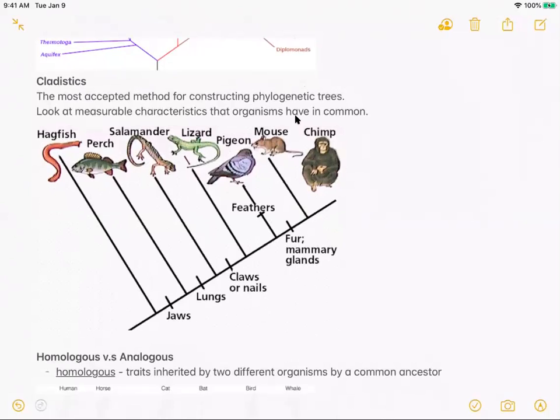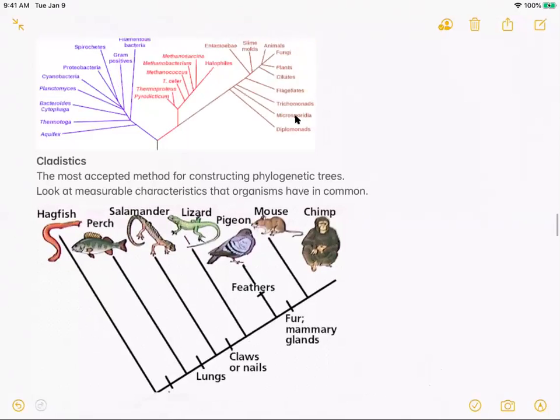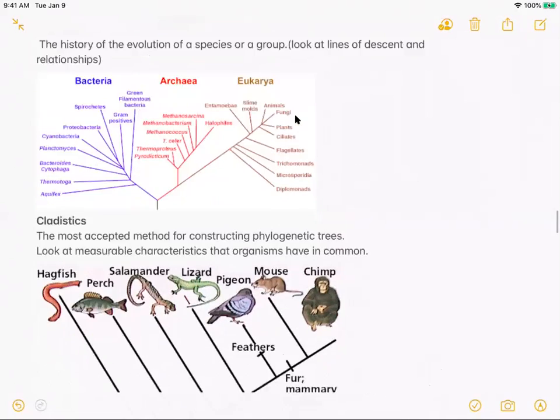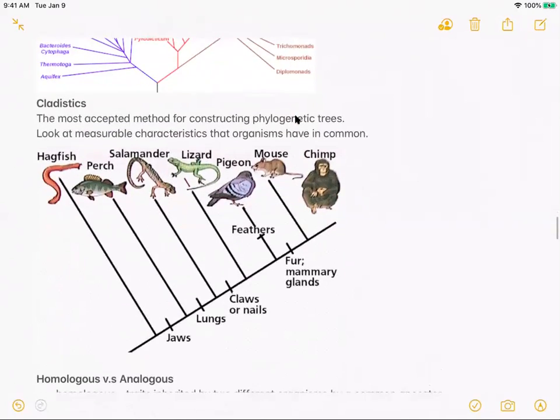This is the most accepted way, probably the easiest way to do it, because in phylogenetic trees there are other ways to do it. You can use RNA, you can use different methods, but cladograms are the easiest way to understand.